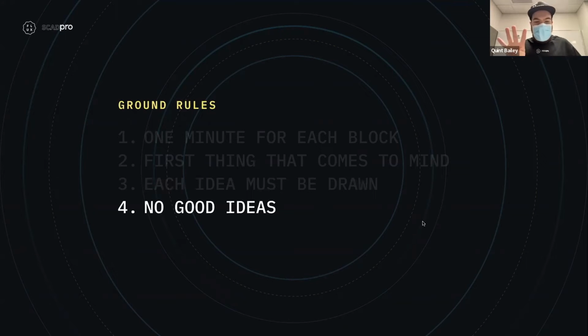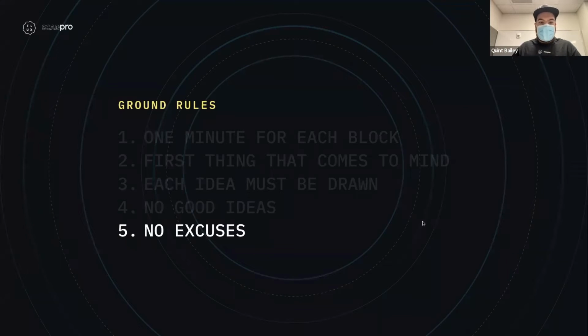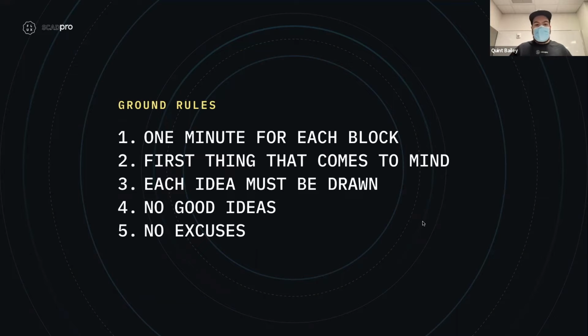Rule number 4 is no good ideas. This is actually a ground rule that I've set, because you aren't going to get any good ideas through this method. It's just trying to think of as many different ideas as possible so that you can learn as much as possible about your topic space. And also no excuses. When you're going through these ideas, they're all going to be bad. That's okay. When we go to share them, don't say, I'm so sorry, all my ideas were bad. That's not an issue. That's part of the point, that we have a bunch of bad ideas.